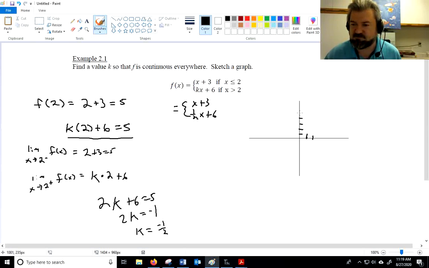1, 2, 3, 4, 5. So that's going to be right here. And that's just a slope of 1, so it's just going to go like that. Then, when x is greater than 2, I'm doing 1/2 x plus 6, so it's going to pick up right where this left off, but now it's going to be a little bit less steep. But that is definitely continuous, right?